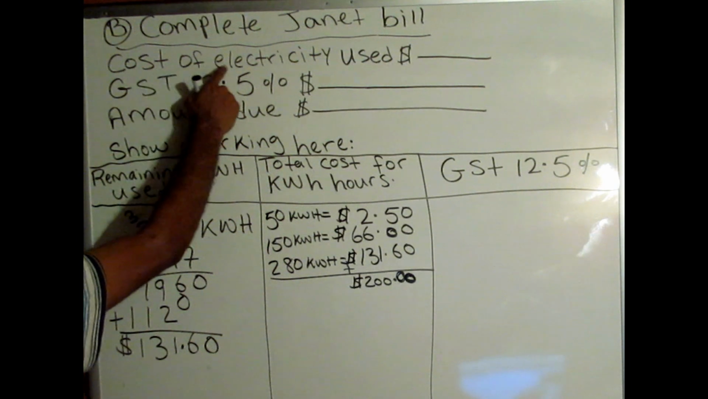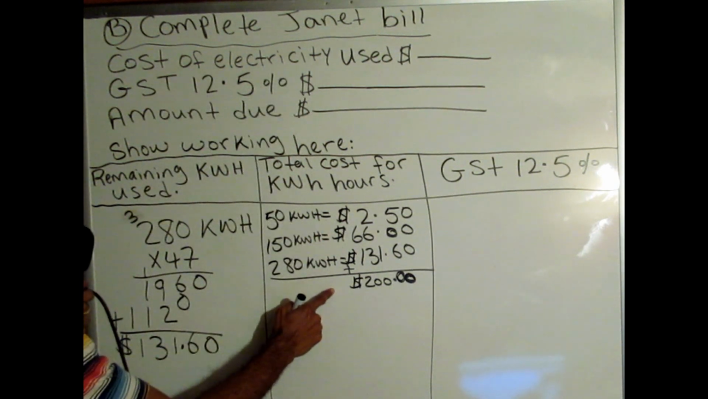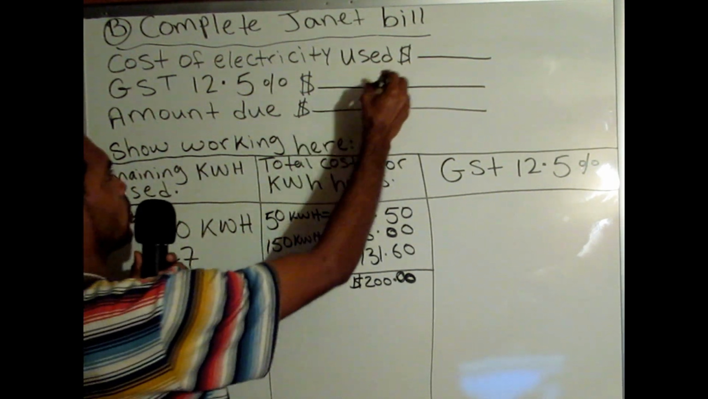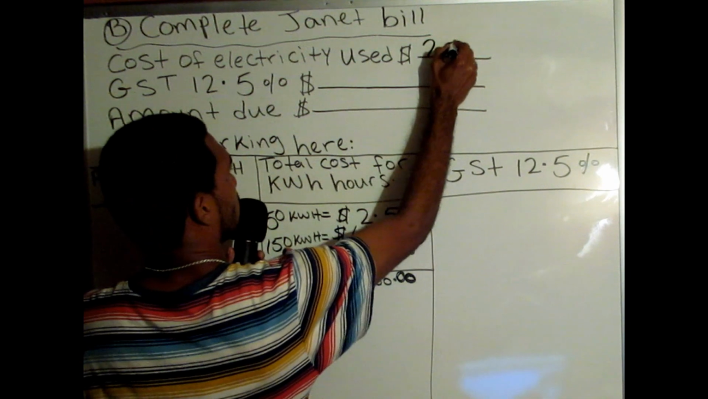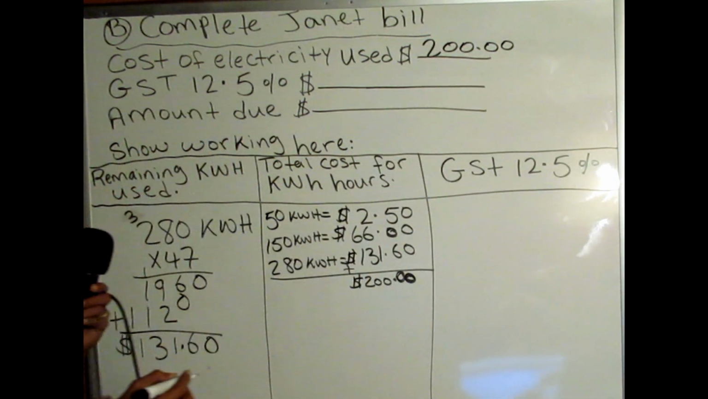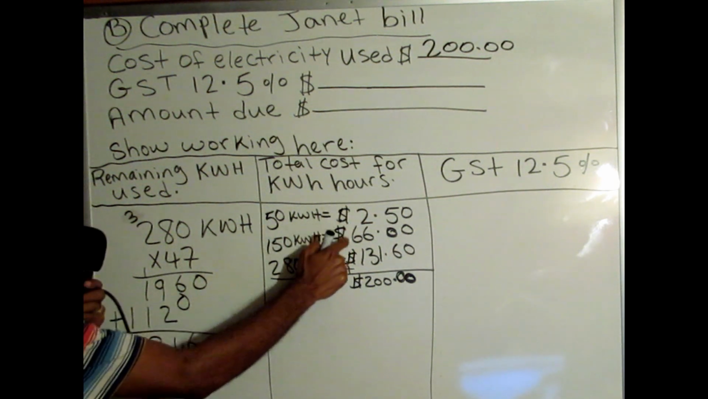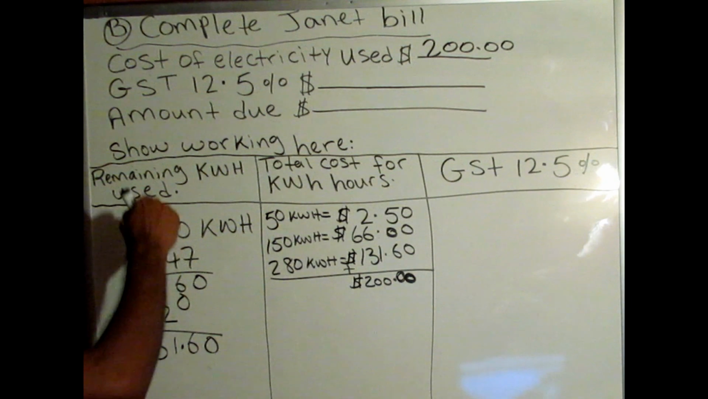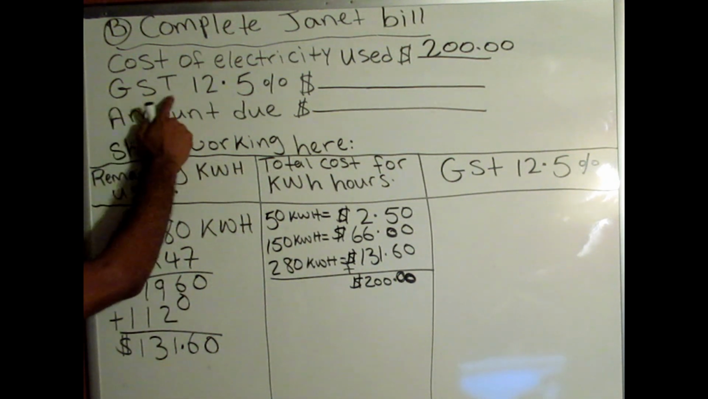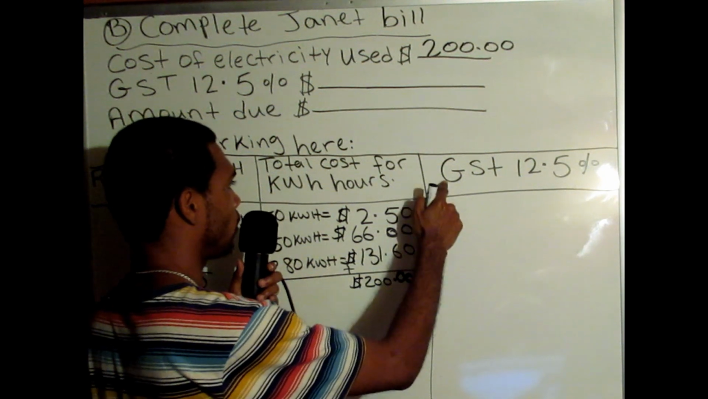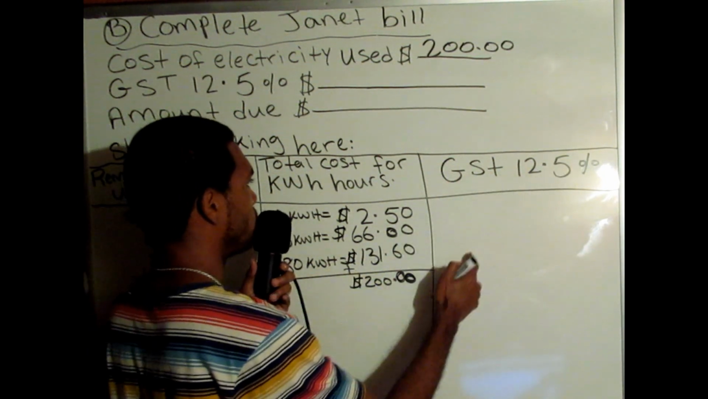It says cost of electricity use, and the cost of electricity use, of course, is this. So that's $200. $200 for the cost of electricity use. And that's for this total 480 kilowatts that Janet used. Then the next section says GST 12.5%. So to continue the problem, we need to find our 12.5% GST.